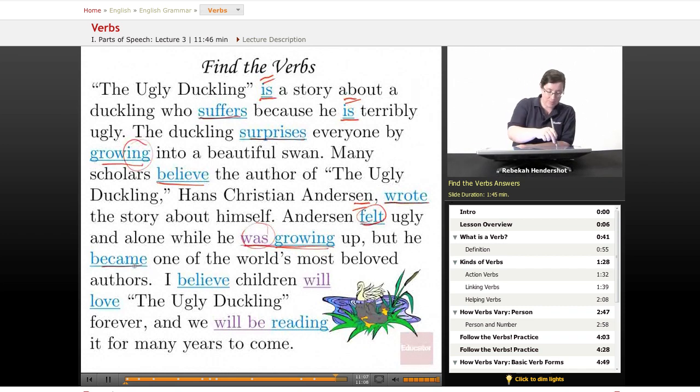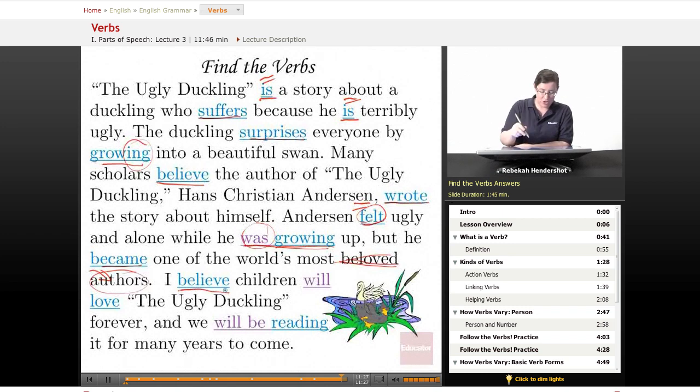But he became, another irregular past tense, one of the world's most beloved authors. Notice that beloved, even though love is a verb and beloved implies that he received love, it's not actually a verb here because it's modifying authors. So it's acting like an adjective. Got to watch out for things like that.